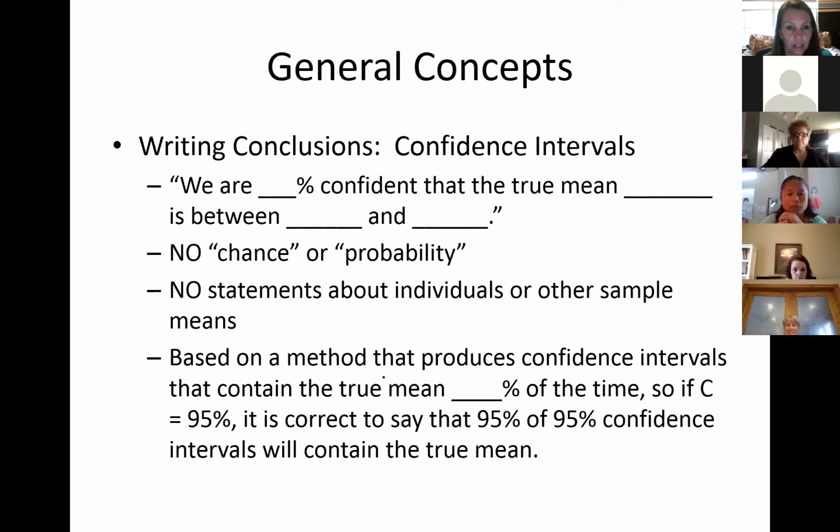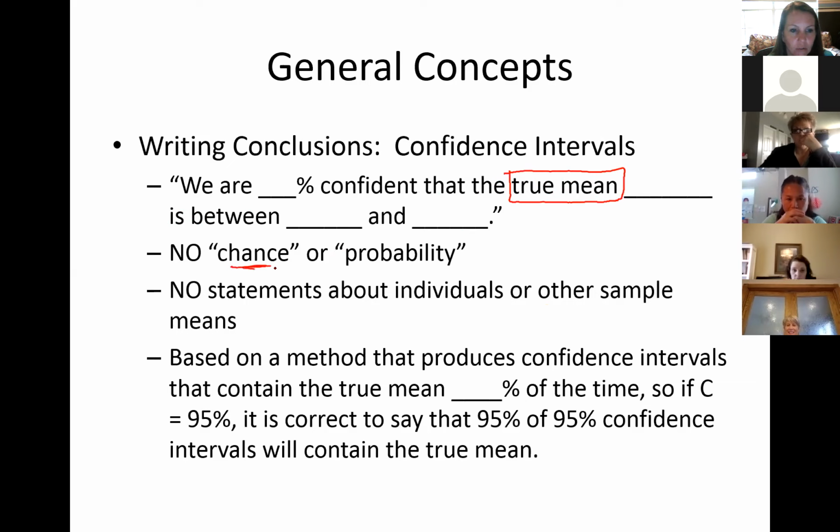When we're thinking about confidence intervals, I felt there were a couple of good confidence interval questions on the review, because I got a few emails about some of those questions. The way we write our confidence interval conclusion is: we are whatever percent confident that the true mean, and you fill this in with whatever you're estimating. It could be the true proportion, the true difference in the proportions, or the true slope of the regression line. Whatever you're trying to estimate, that's what you put in here. Then you say it is between the lower bound and the upper bound.